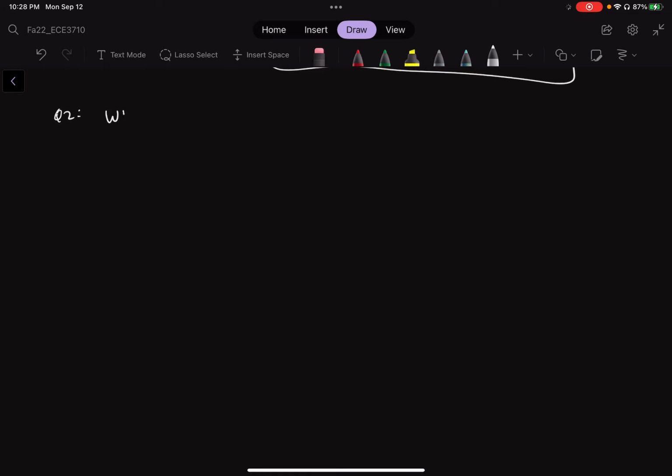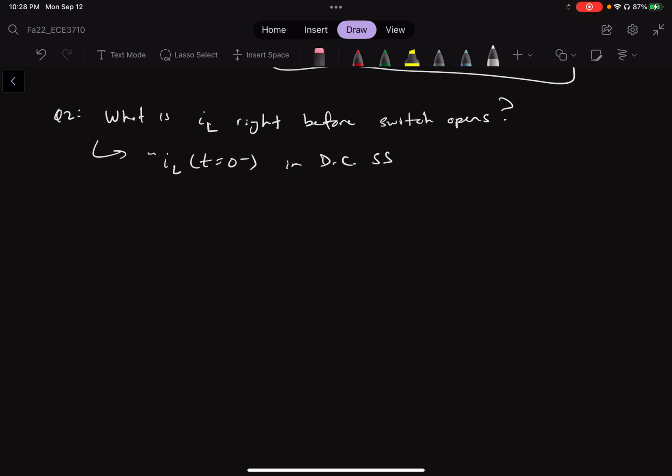Question number 2. What is I1 right before the switch opens? What is that mathematically? We are solving now for IL at t equal to 0 minus in DC steady state.